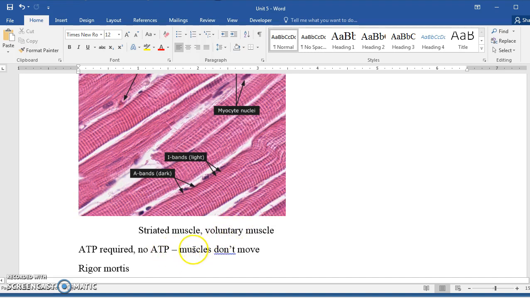As I mentioned before, if there's no ATP, I mentioned that being needed, then the muscles will not move. They become locked in place, and that phenomenon is called rigor mortis. That's where there's stiffness upon death. And that's something that forensics experts have used in the past. It's not the only thing that they use, but they look at rigor mortis to determine how long a person's been dead. That is temperature dependent.